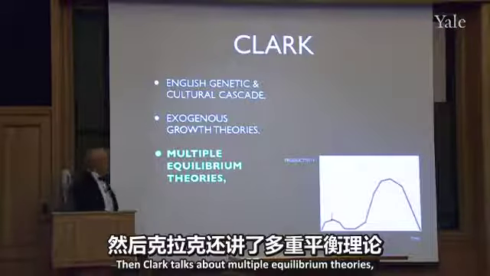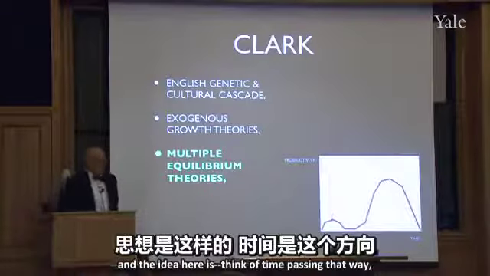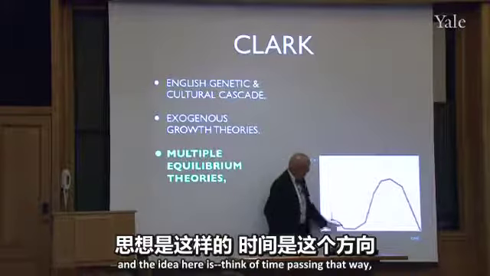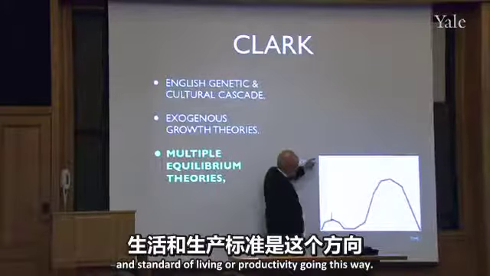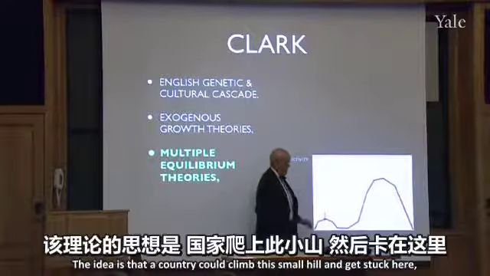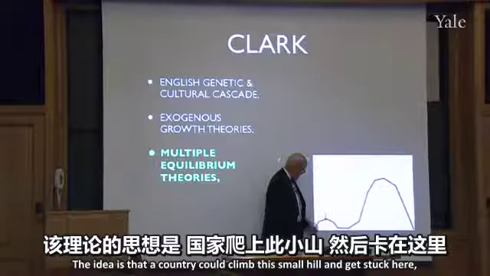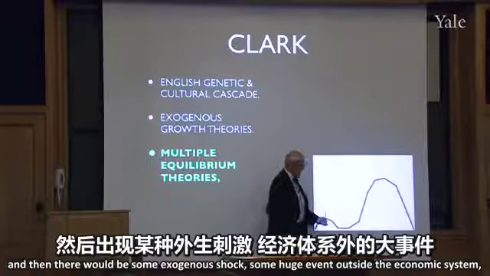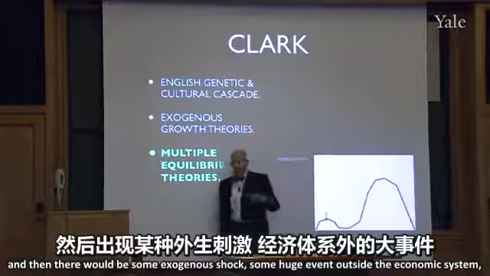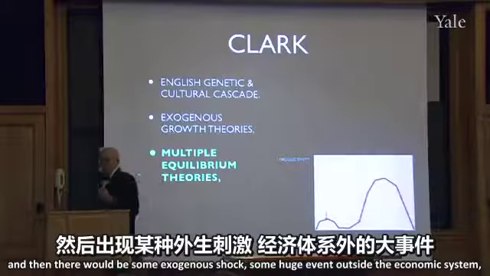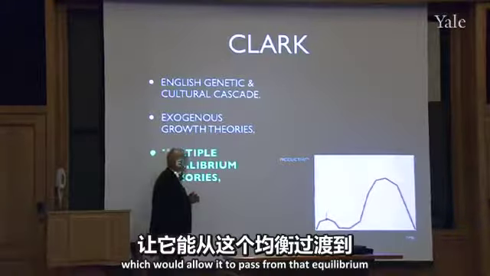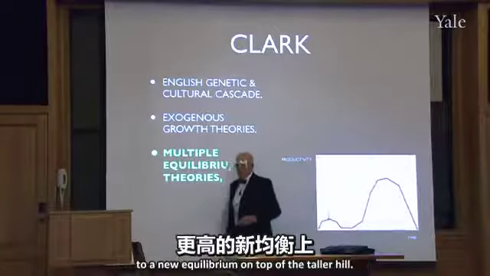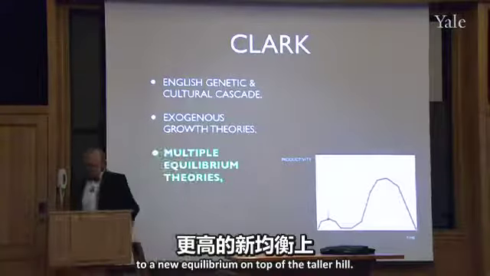Then Clark talks about multiple equilibrium theories. And the idea here is, think of time passing that way and standard of living or productivity going this way. A country could climb this small hill and get stuck here, and then there'd be some exogenous shock, some huge event outside the economic system, which would allow it to pass from that equilibrium to a new equilibrium on top of the taller hill.